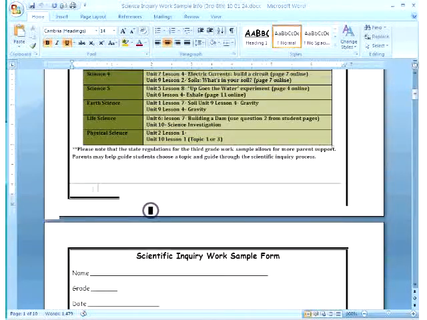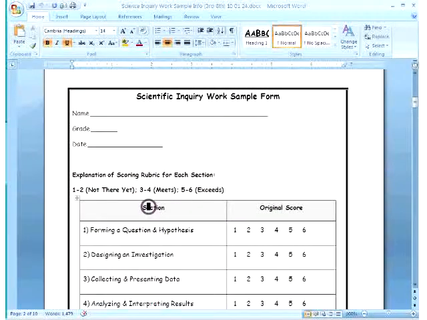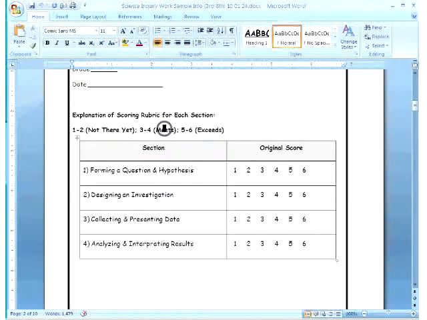On the second page is where it starts. Make sure you put the student's name, grade level, and the date. It also gives you an explanation of the scoring rubric. So for the people that score it, this is how they're going to score. They're going to score in the 4 different sections, and it's on a scale of 1 to 6.